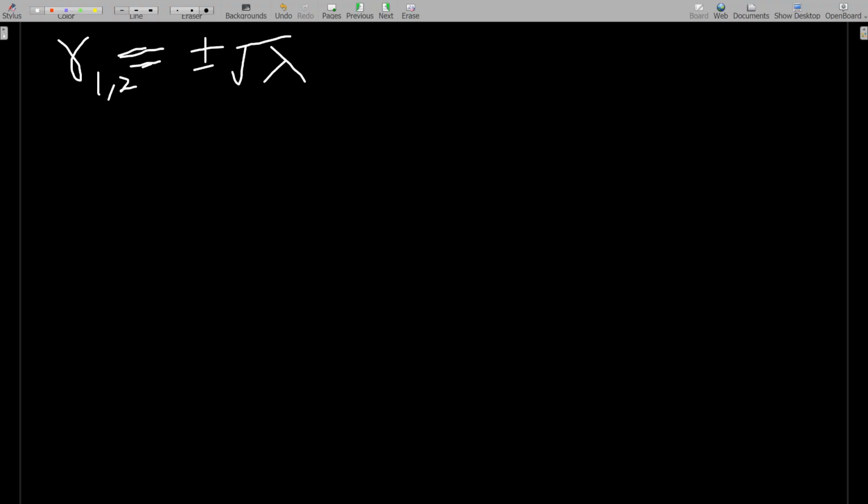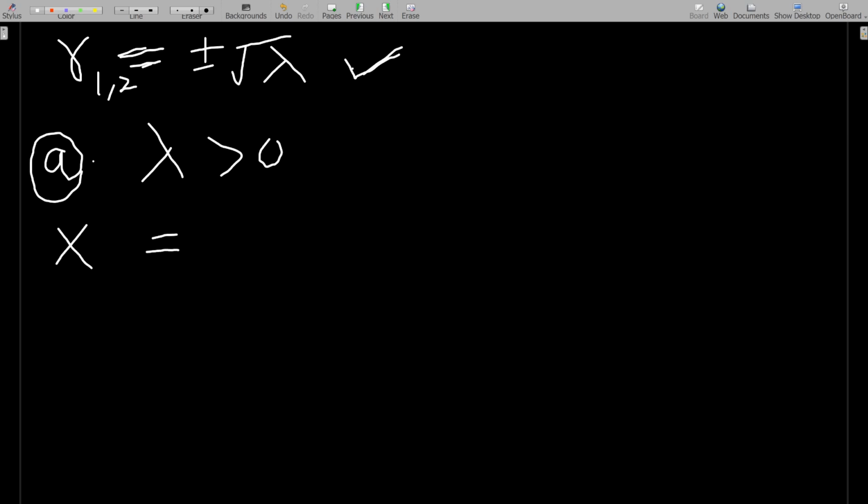Now this is what we've gotten, right? So to find a solution, to solve for this, actually we have to consider cases. The first case is to consider when lambda is greater than 0, what will happen. So case 1, let's say case A, lambda greater than 0. When lambda is greater than 0, then it means the square root of this side, r1,2, will be real numbers. So we'll have a general solution to be capital X of x equals a e to the power square root of lambda x, plus a constant b, e to the power minus square root of lambda x.